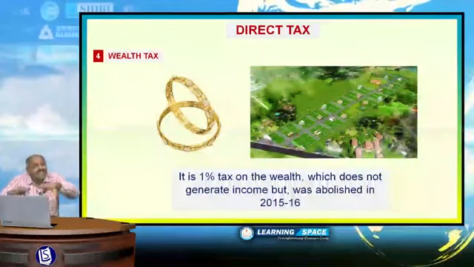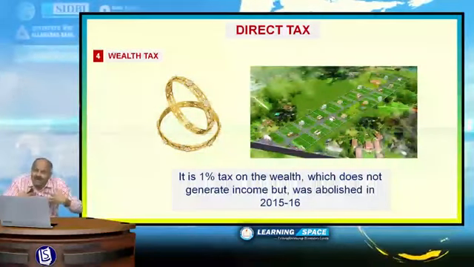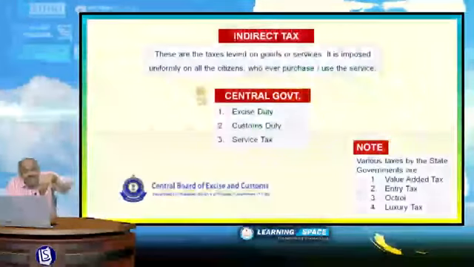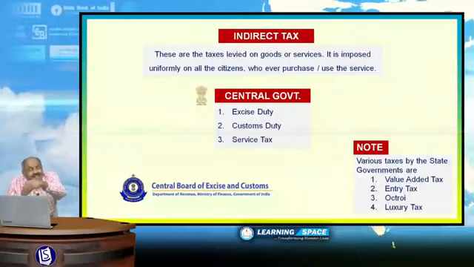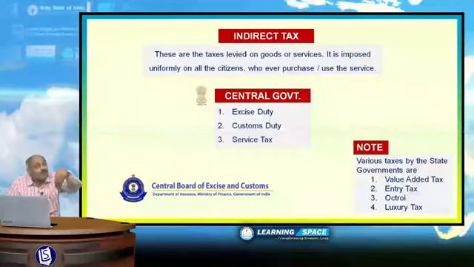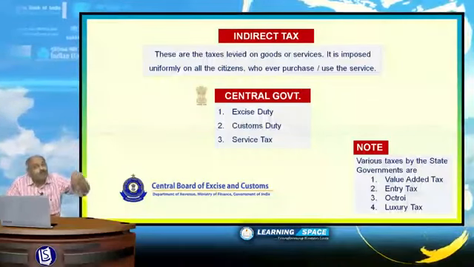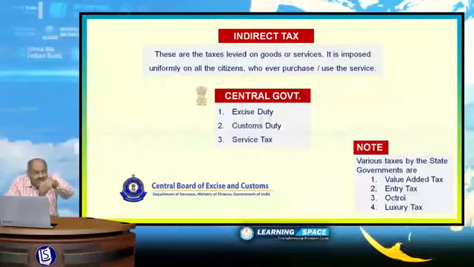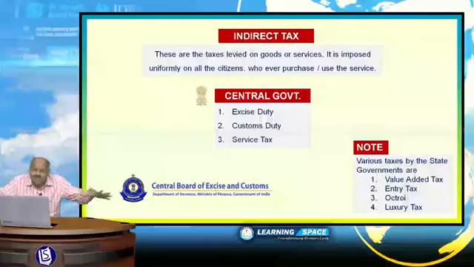So all these are examples of direct taxes. The principle is whoever is earning money, they will pay. That is the principle of direct tax. Look at indirect tax. Indirect tax is the tax levied on goods or services. It is imposed uniformly on all the citizens. If some tax is imposed on Colgate toothpaste, if some tax is imposed on Pond's powder, that is to be paid uniformly. No exceptions, no poor, no rich, no differentiation.